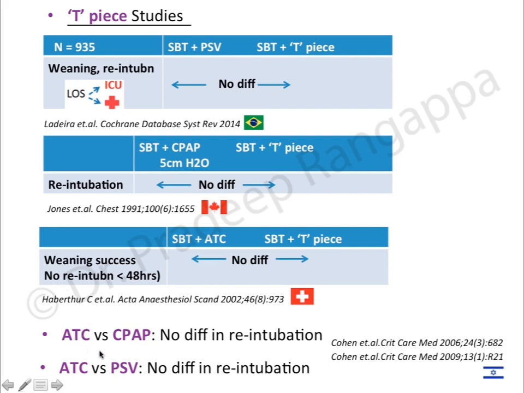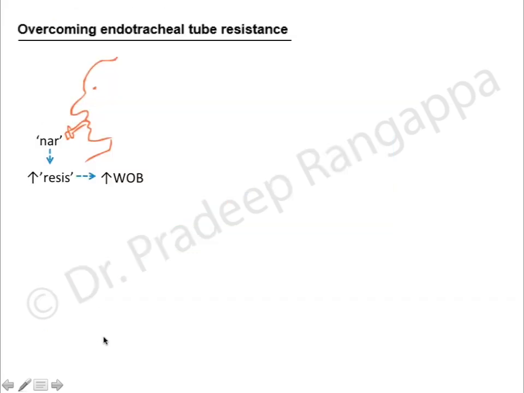And they looked at automatic tube compensation versus CPAP. This was an Israeli study. They found no difference in reintubation. They compared automatic tube compensation versus pressure support ventilation. There was no difference in reintubation. So which again says ATC or pressure support or CPAP, you can use any of them. So if you are using Puritan Bennett ventilators, there is an ATC involved. So you could use that.